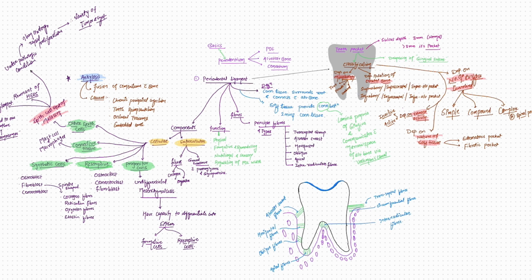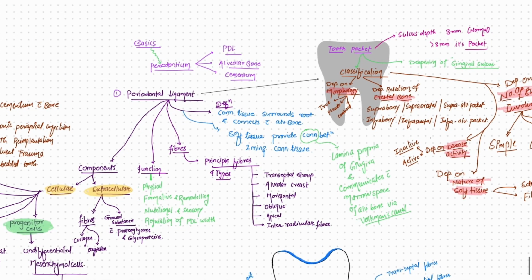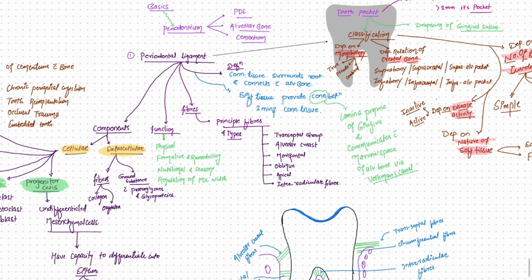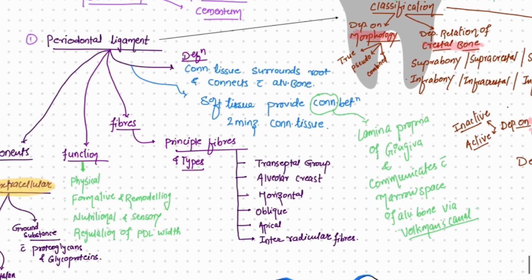Okay, so as you all know, what is a periodontium? This is a basic concept. These are the structures that come under the periodontium. The first one is the PDL, that is the periodontal ligament, which is basically the periodontal ligament fibers. Then the alveolar bone and then the cementum. These are the components of the periodontium. So let's deep dive into the periodontal ligament. What is a periodontal ligament? Let's come to the definition.